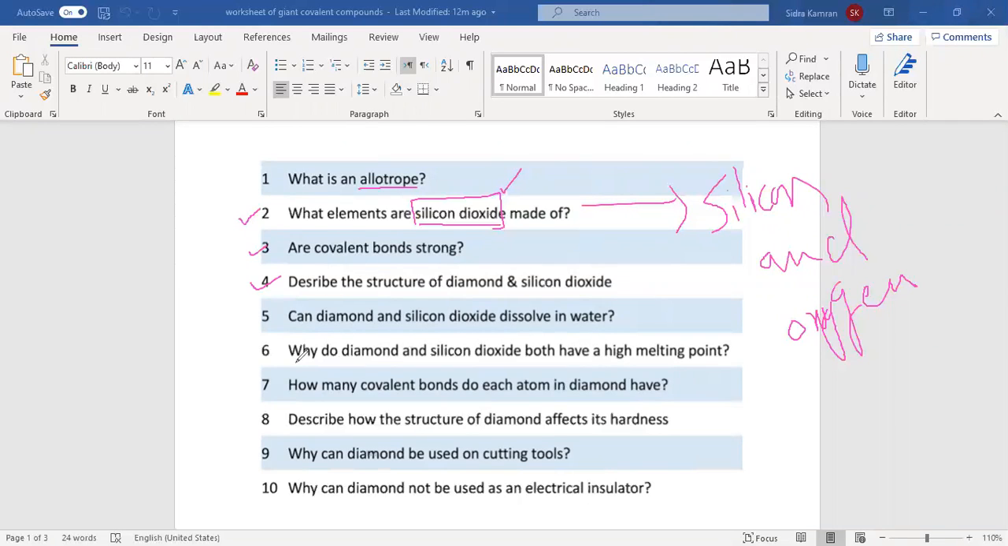Diamond has a giant covalent structure. Similarly, silicon dioxide also has a giant covalent structure. Both have the same three-dimensional network of atoms held together by strong covalent bonds. Simple, you have to answer this question in one line. Both diamond and silicon dioxide have a giant covalent structure, which is a very large 3D network of atoms held together by strong covalent bonds. Clear? Next, question number 5.